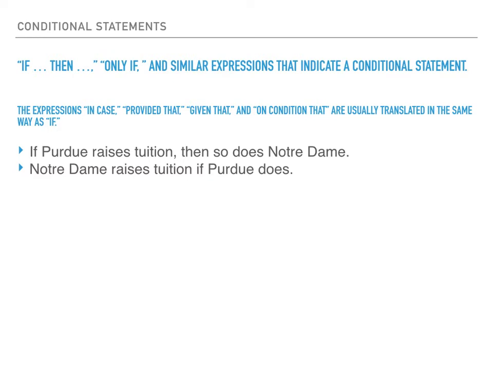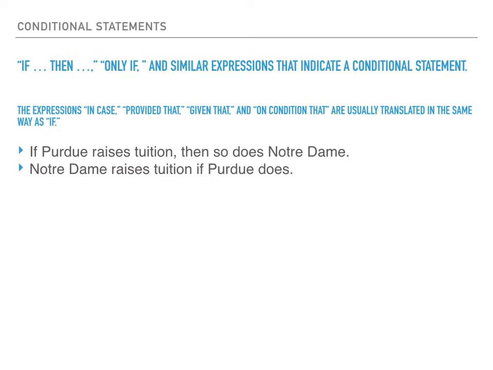Now, what about the sentence, Notre Dame raises tuition if Purdue does? Well, there we need to remember what the function of the word if is. Whenever you see the word if all by itself, it's going to be different with the words only if, which we treat as a unit here. But whenever you see the word if by itself, then you need to find whatever comes directly to the right of it, and that is going to be your antecedent of the conditional statement.